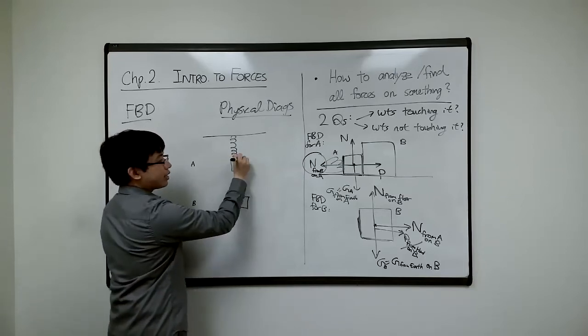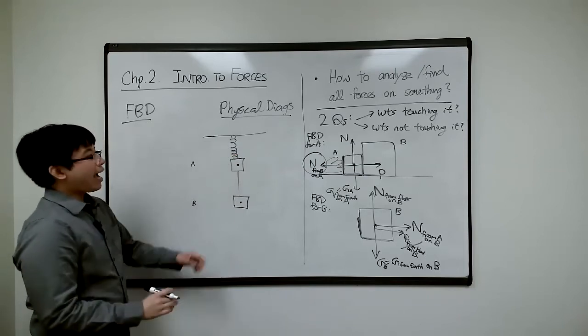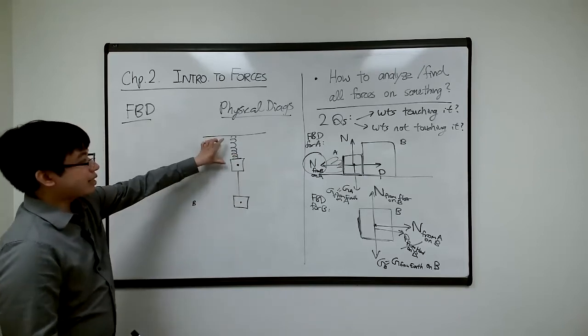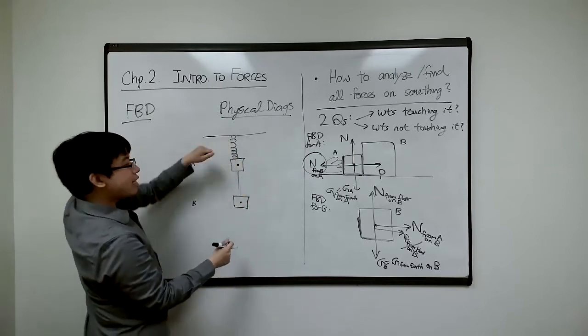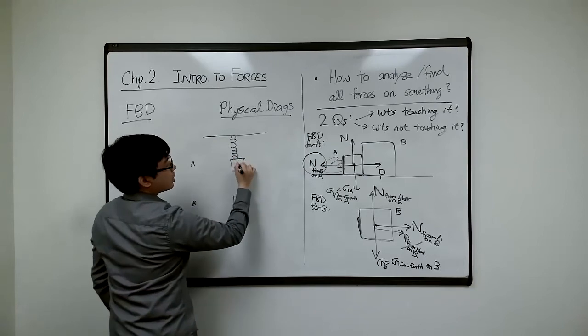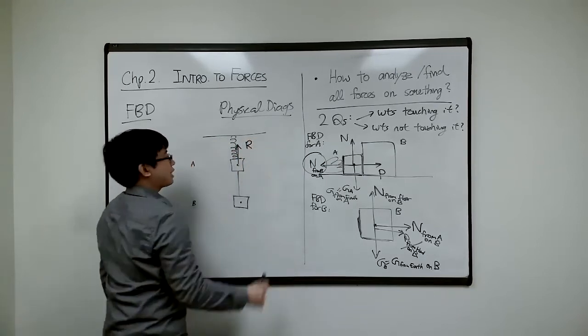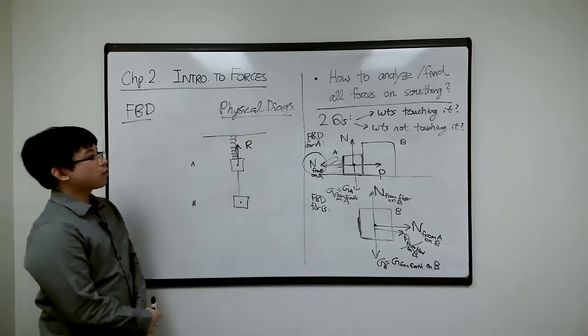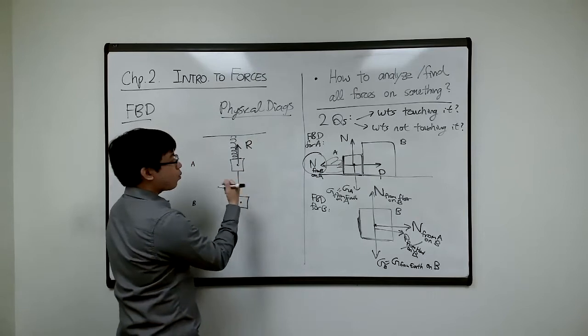Well, this is in contact with the spring over here, and that means it's causing a force. What does the spring do? It's pulling it, right? So it's trying to pull it up, and we have a special name for it. It's called a restoring force. So let's call it R, okay, or S for spring. It's up to you what you want to call it. What else is touching it?